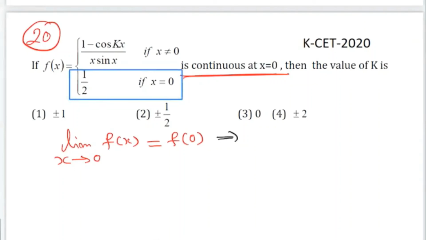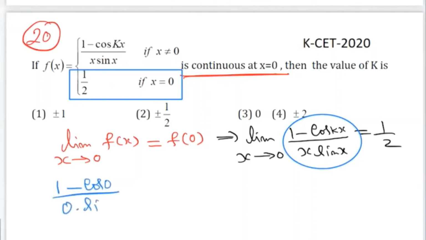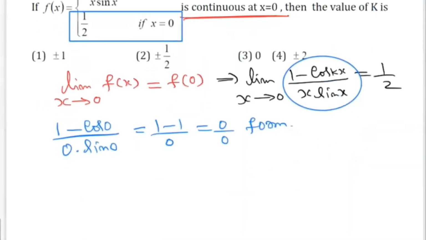Now that implies the limit as x tends to 0 of 1 minus cos of k times x upon x sin x equals half. Now, when you take the value of x equal to 0 in this function, let us see what you get. 1 minus cos of 0 upon 0 into sin 0. Cos 0 is 1, so 1 minus 1 upon 0, that is 0 upon 0 form. So we can use L'Hopital's rule.